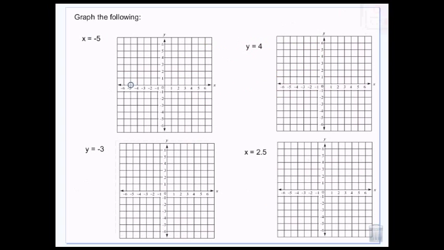X equals -5, I go over here to -5, and I draw my line. Y equals 4, I go up here to 4, I draw a line. Y equals -3. X equals 2.5. Well, that's halfway between 2 and 3, so there you go. That's approximately halfway between 2 and 3. Any questions on that?